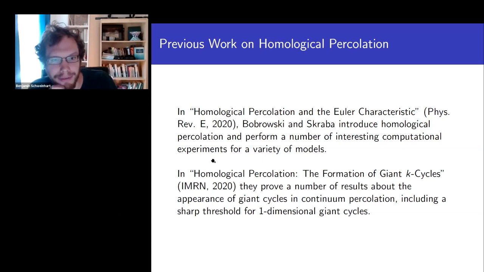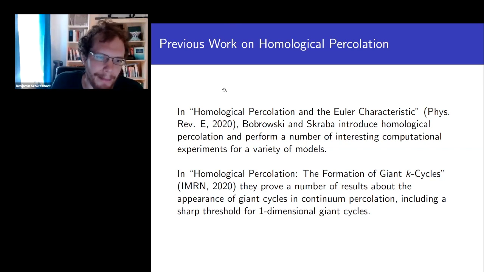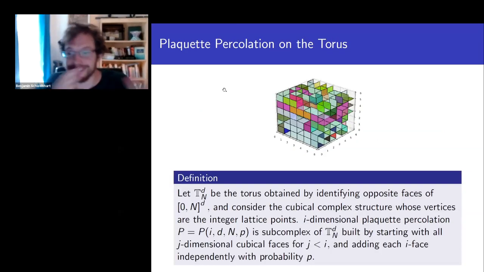Bobrowski and Skraba also had a 2nd paper on homological percolation from last year, where they looked at continuum percolation, where you put down random disks in a torus. And they looked at the emergence of these giant cycles. They were able to prove a sharp phase transition for one-dimensional giant cycles, and some other results about giant cycles in other dimensions. They were able to show they exist, but not able to show the existence of a sharp phase transition. Okay, so they studied a lot of models.